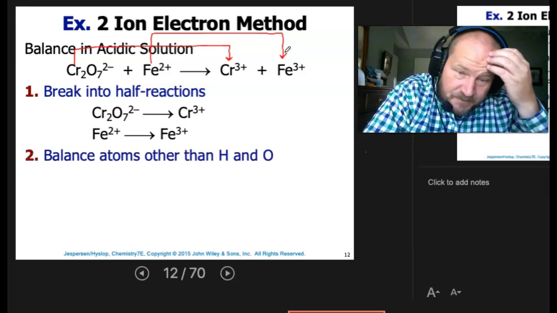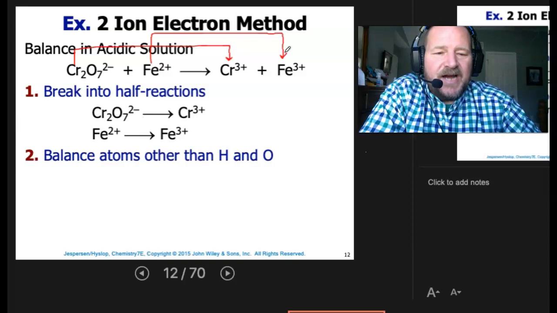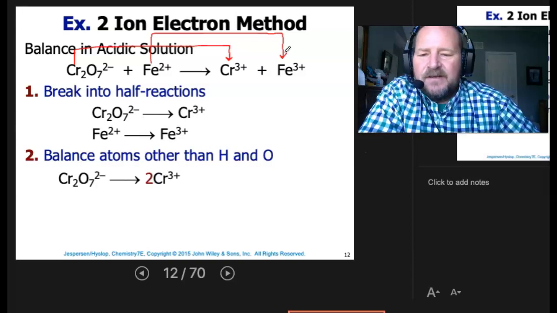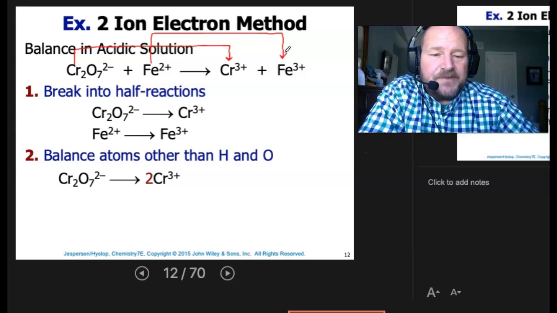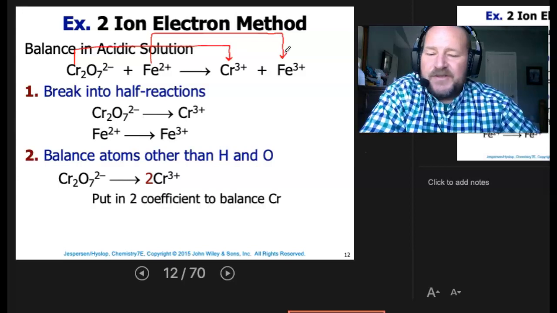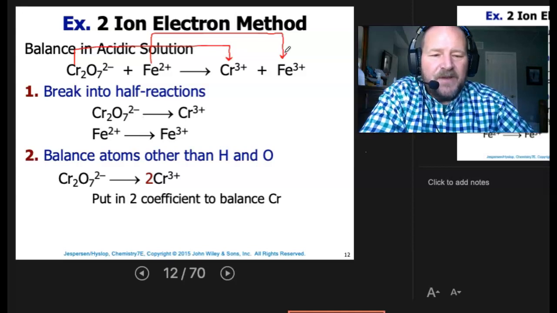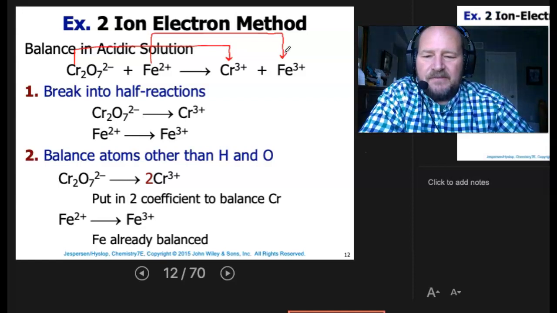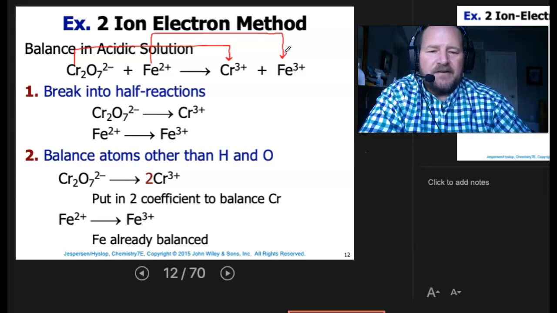Now, the first thing we want to do in each half is balance the atoms other than hydrogen and oxygen. In the first half, you have dichromate going to chromium 3+, so I'm going to need to form two Cr3+. For every dichromate that reacts, I make two chromiums, so we put in the 2 coefficient to balance the chromiums. For the irons, we don't have to do anything. They're 1 to 1, already balanced. Remember, we're not worried about the charges yet. That sometimes gets a little confusing, but iron is iron. It doesn't matter what its oxidation state is. Every iron would be a single iron.